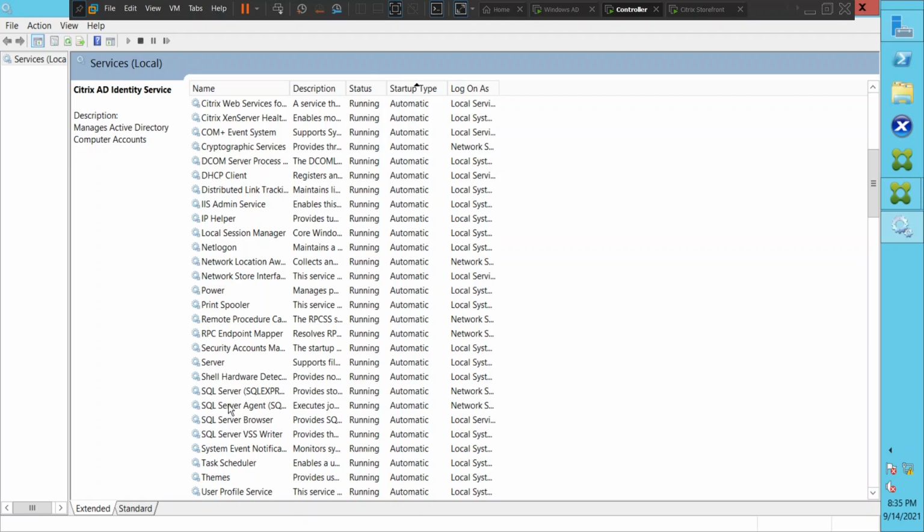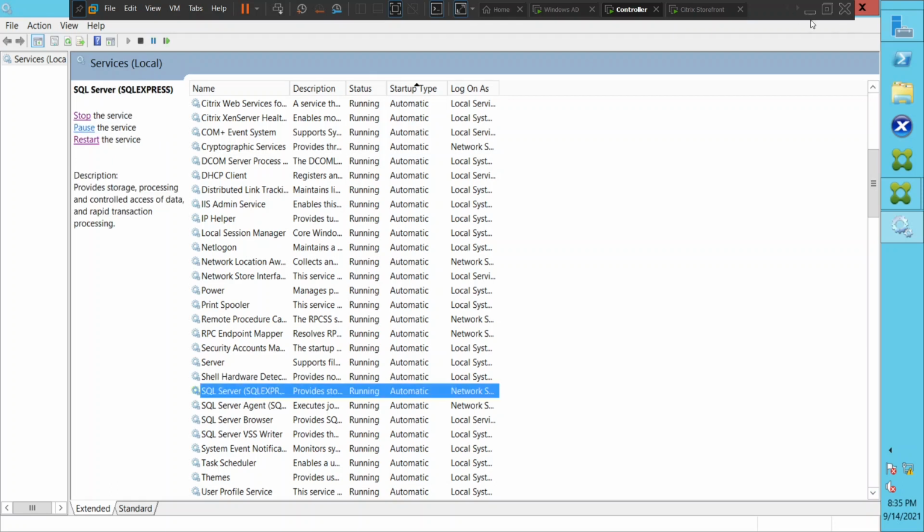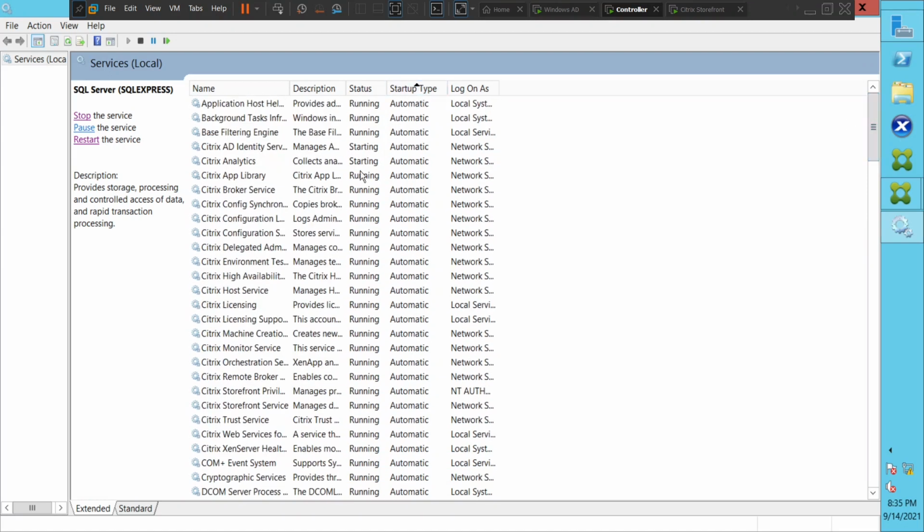Okay, SQL Server is up, looks good. Let's refresh once and see. It is still in starting state, both Citrix AD Identity and Citrix Analytics Service. Let's refresh. Yeah. So Citrix Analytics is in running state now, if you see. But Citrix AD Identity Service is still in starting state.